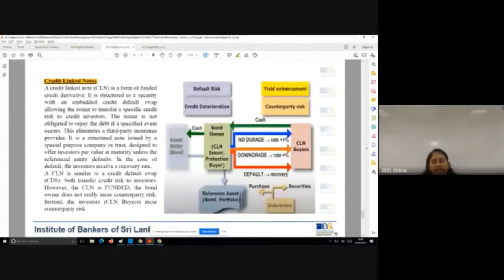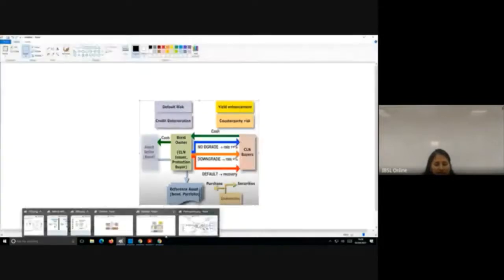Then we saw credit linked notes. This is also another credit derivative. It helps to transfer the default risk, credit risk, to another party. But not only credit risk, it also helps you to transfer the downgrade risk as well. Okay. Now let's see how this happens. Here, I have taken the image separately.